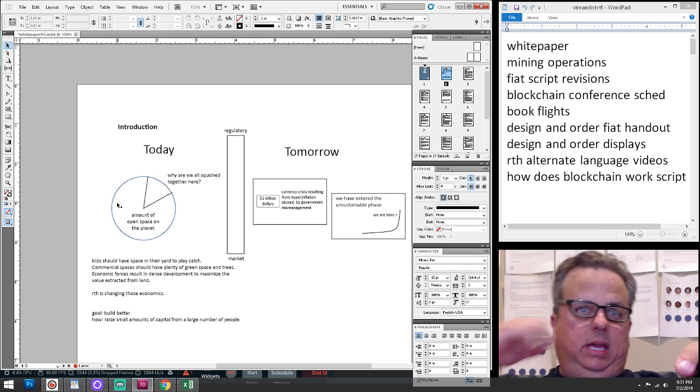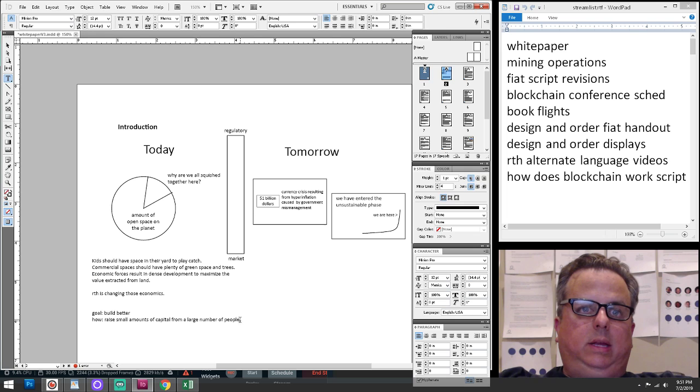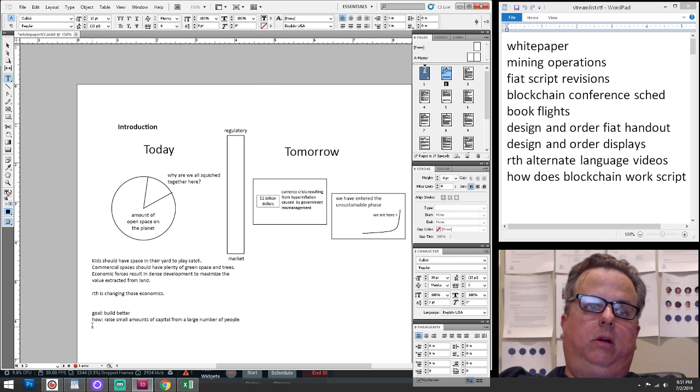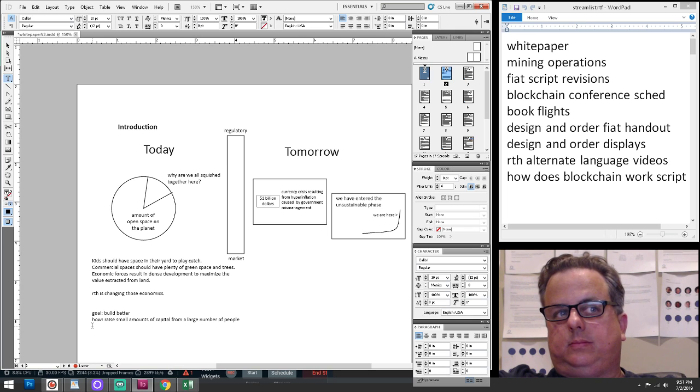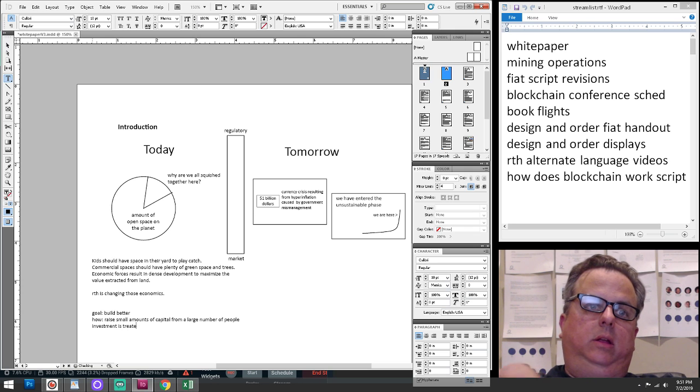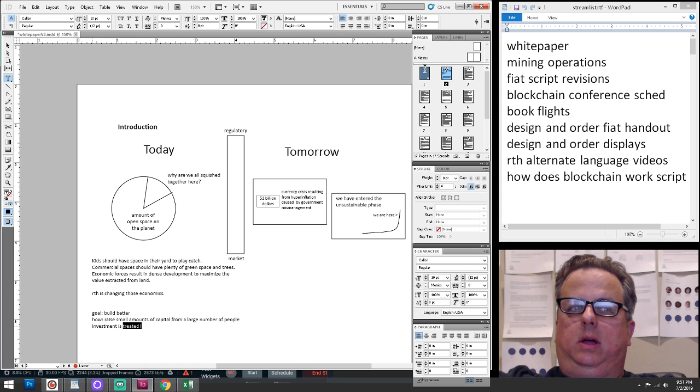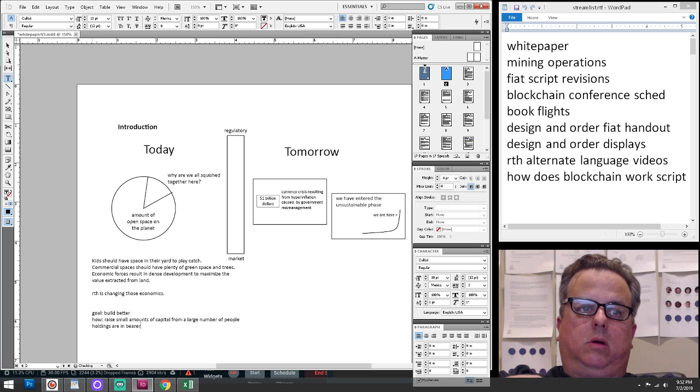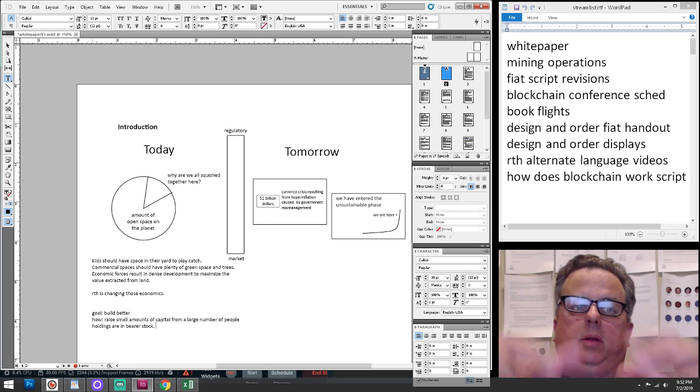Now that ties back into here. So what I need to get across here is that in today's market, on this regulatory side over here, we have investment holdings are in bearer stock, meaning if you have it, you own it.